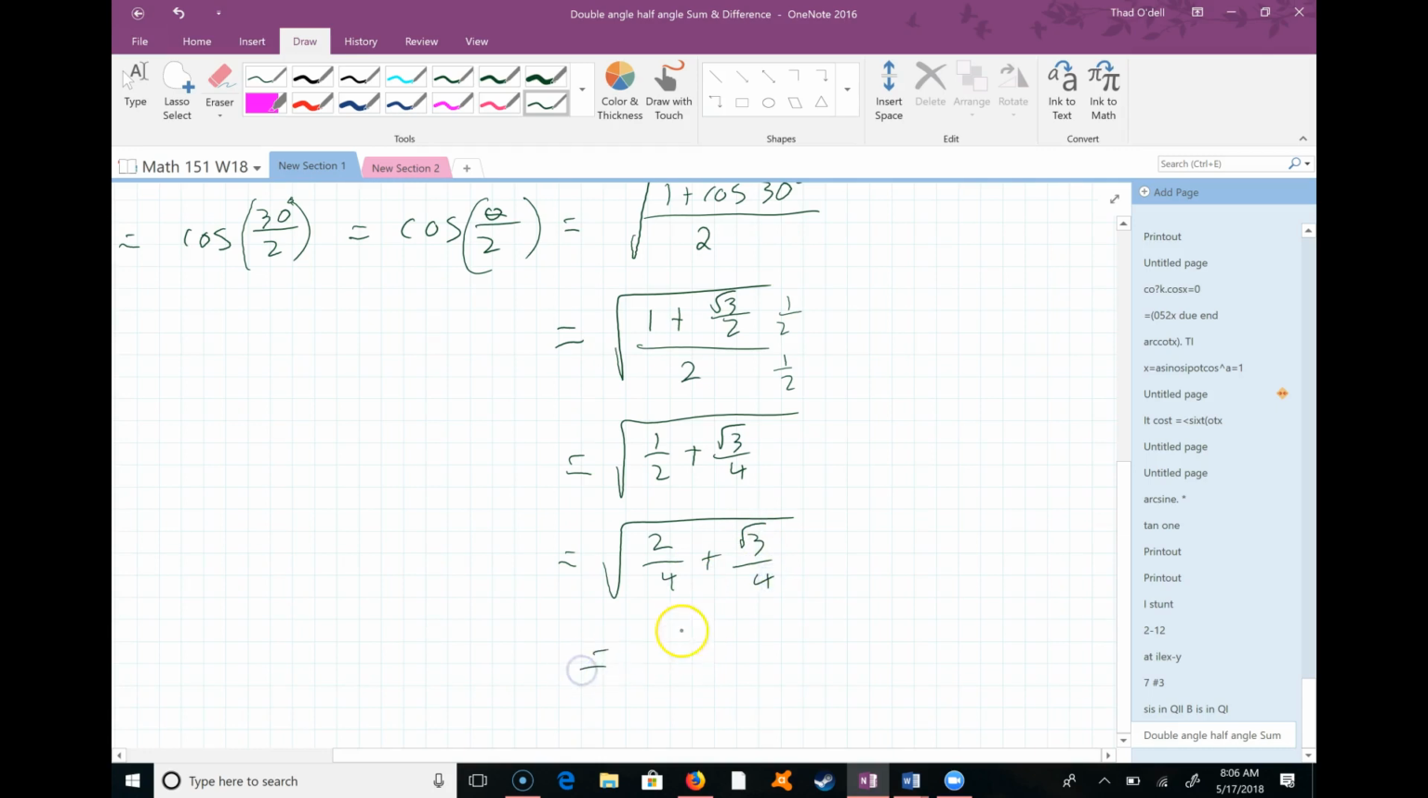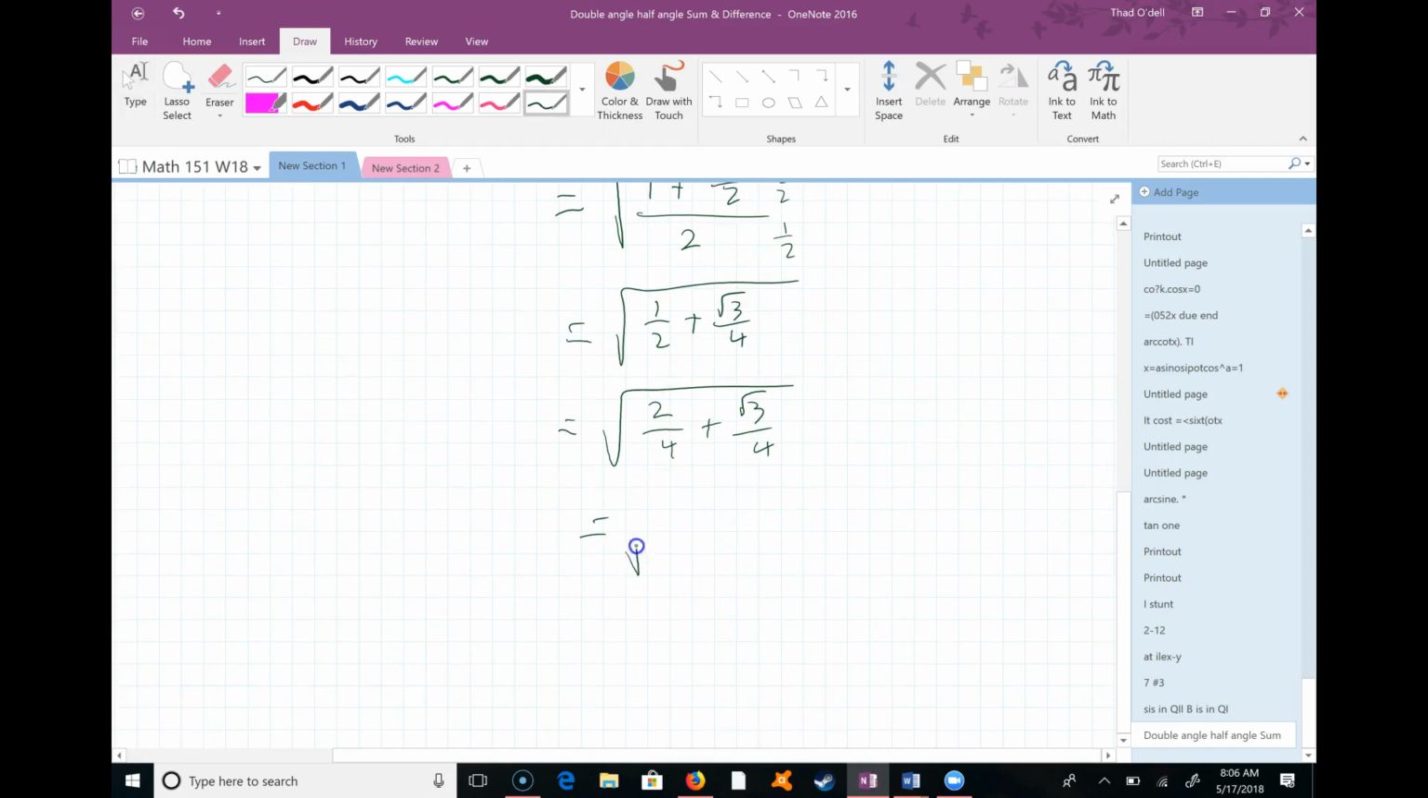And when I combine those, I get the square root of 2 plus square root of 3 over 4. But wait a minute, I know what the square root of 4 is. So I can finally write this as 2 plus the square root of 3 divided by 2. Because I took the square root of 4, and that's why. So now notice the 2 is not inside the square root bar anymore. Okay, so that's an example of using the half angle identity.